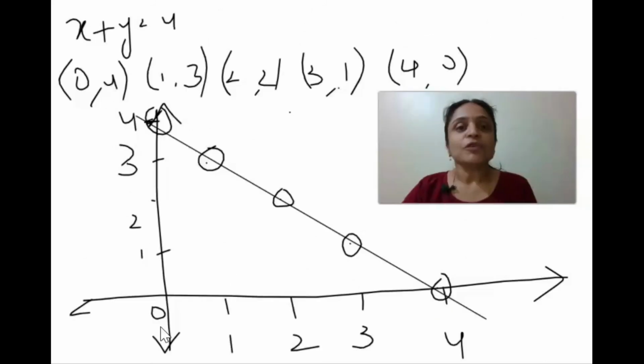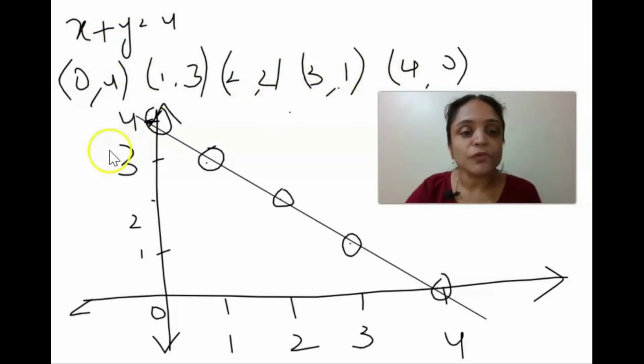Okay. Now for the linear equation x plus y equal to 4. When you give the value of x as 0, you will get y as 4. When you give x as 1, you will get the value of y as 3. For 2, you will get y as 2. For 3, you will get y as 1. And for 4, you will get y as 0. So these are the solutions of the linear equation x plus y equal to 4. Now you can draw a graph like this.